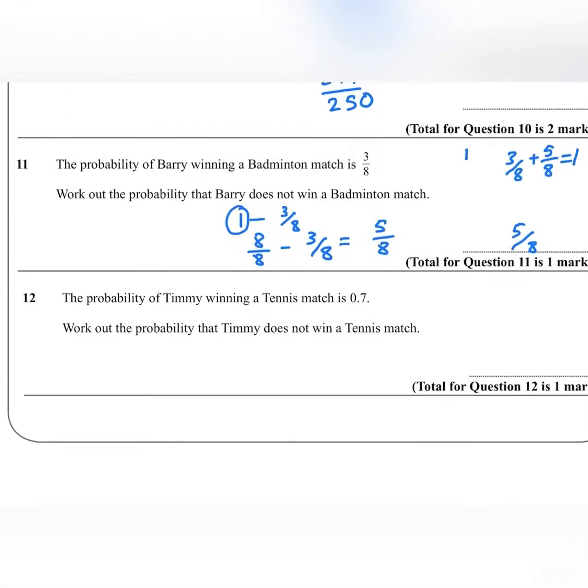Okay, so number 12, it says the probability of Timmy winning a tennis match is 0.7. Work out the probability that Timmy does not win a tennis match. So again, probability is out of 1, and if you did 1 minus 0.7, it will be 0.3.